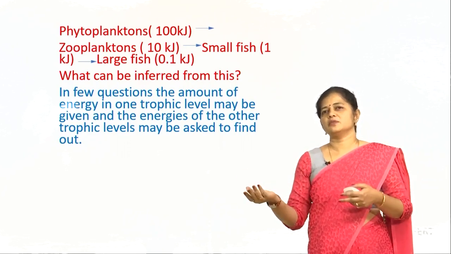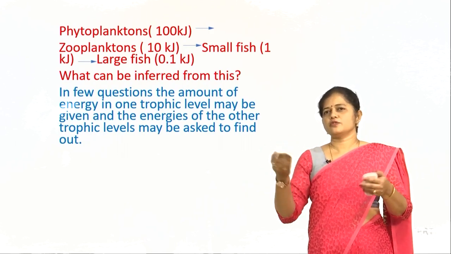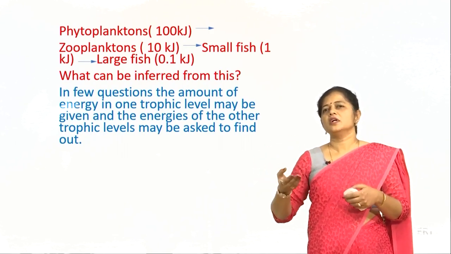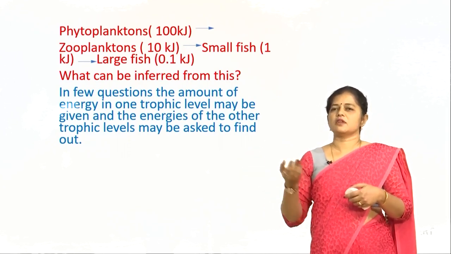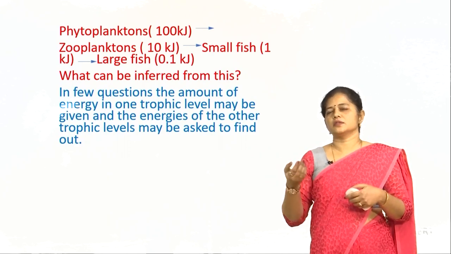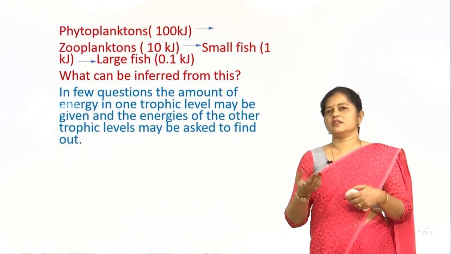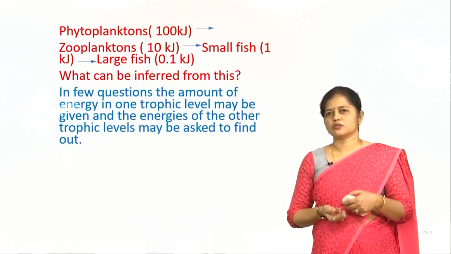Or it might be the other way. They might give you this food chain and ask you to find the amount of energy that will be transferred to the large fish. Since it is in the fourth trophic level, you know how to calculate. It will be 0.1 kilojoules.